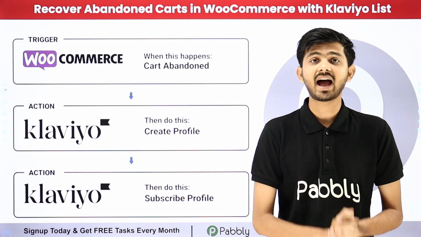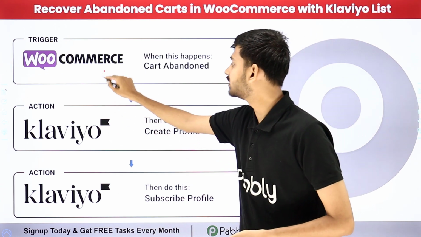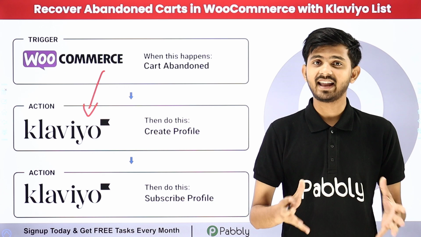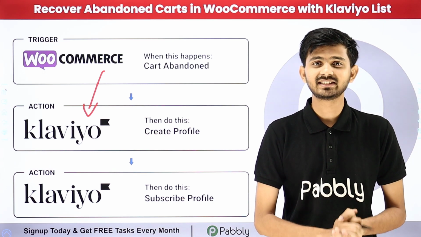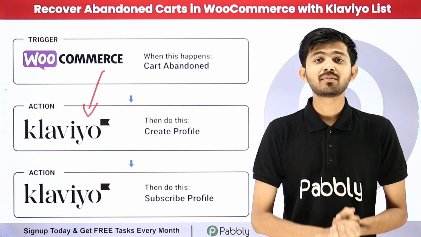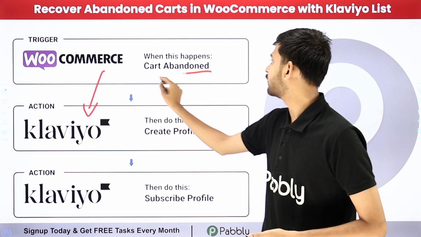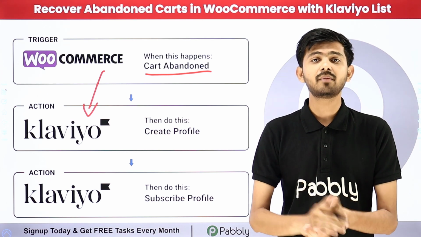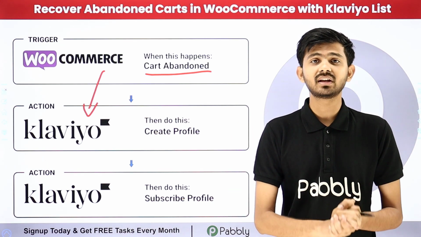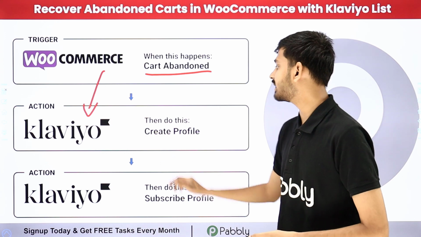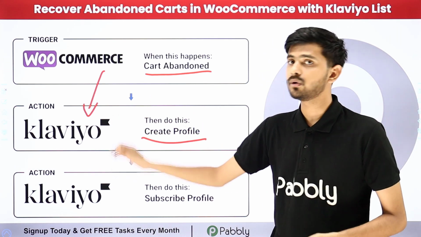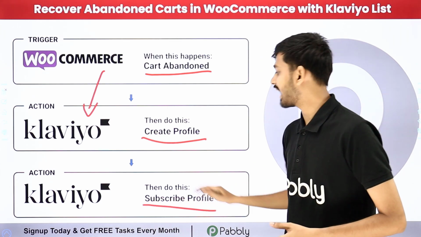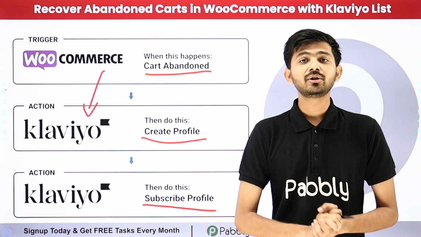For my objective, I have to build a connection between WooCommerce and Klaviyo. For building this connection, I'm going to use Pabbly Connect, which is an amazing software for automation and integration. When I receive a new abandoned cart from WooCommerce, I automatically get all the details of my customer from that response. Then I first create a profile in Klaviyo, and after creating that profile, I subscribe that profile to my Klaviyo list. So how am I going to build this connection?